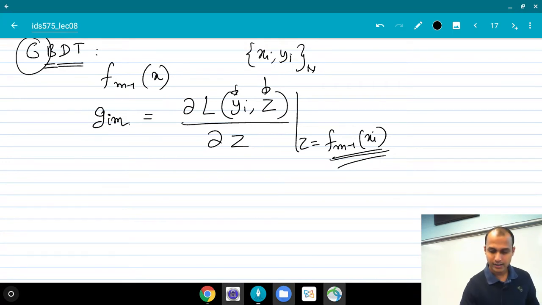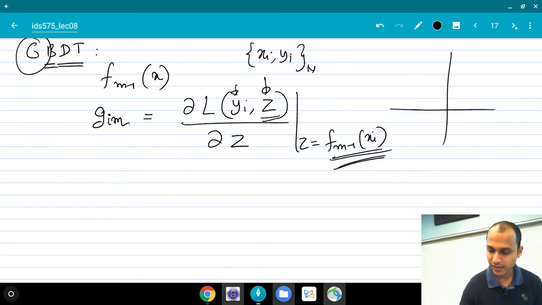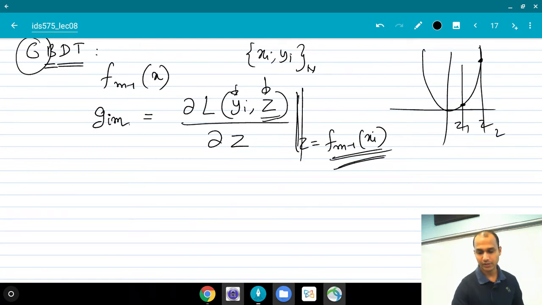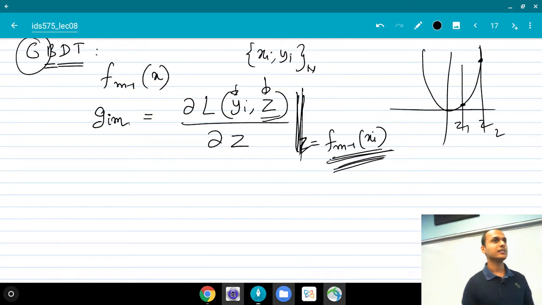Think of the loss function as squared loss, for example. You can take the derivative with respect to the second argument. Squared loss is symmetric, but it's fine. It turns out the gradient could be a function of the point where you're evaluating it. For example, with a quadratic, the gradient at this point is different from the gradient at that point. It will depend on where you're evaluating, z1 and z2. So we're going to evaluate it at what my previous prediction was.